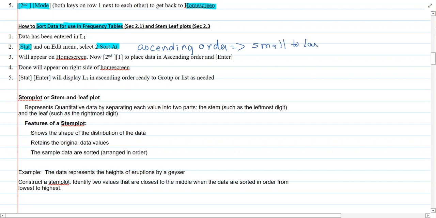Now we used this for the frequency table, and now we're going to use it for the stem plot. All right, and then we will appear in the home screen, and then you must identify with a second one that we want line 1 sorted. And then we hit enter. Then what we do after that is go back to edit and read.